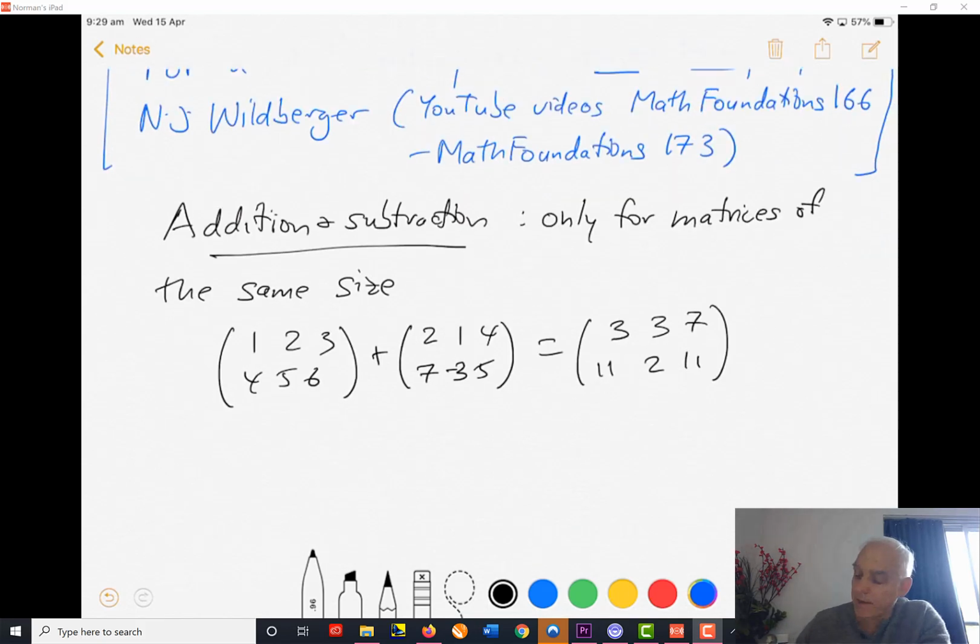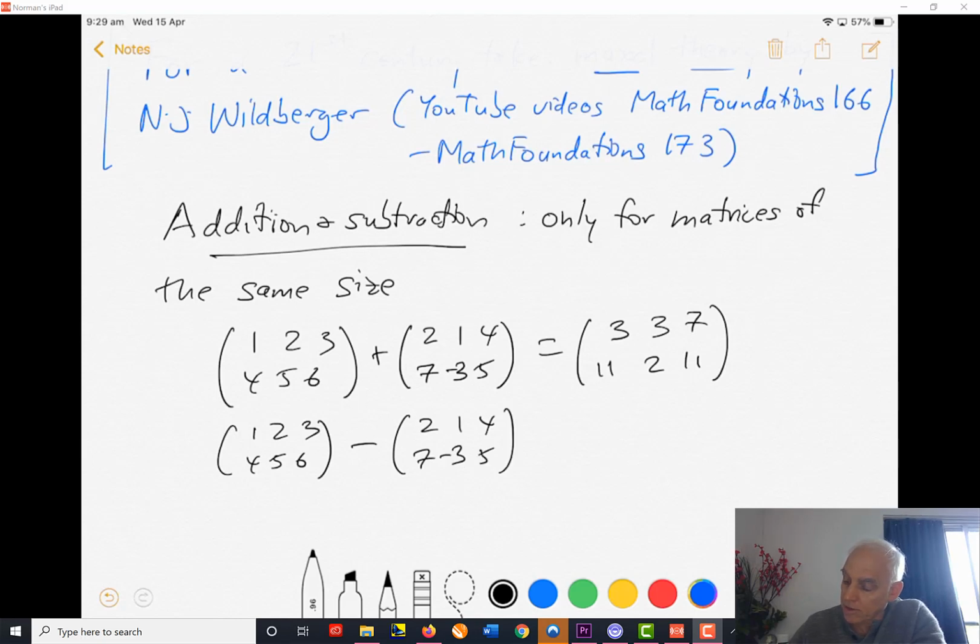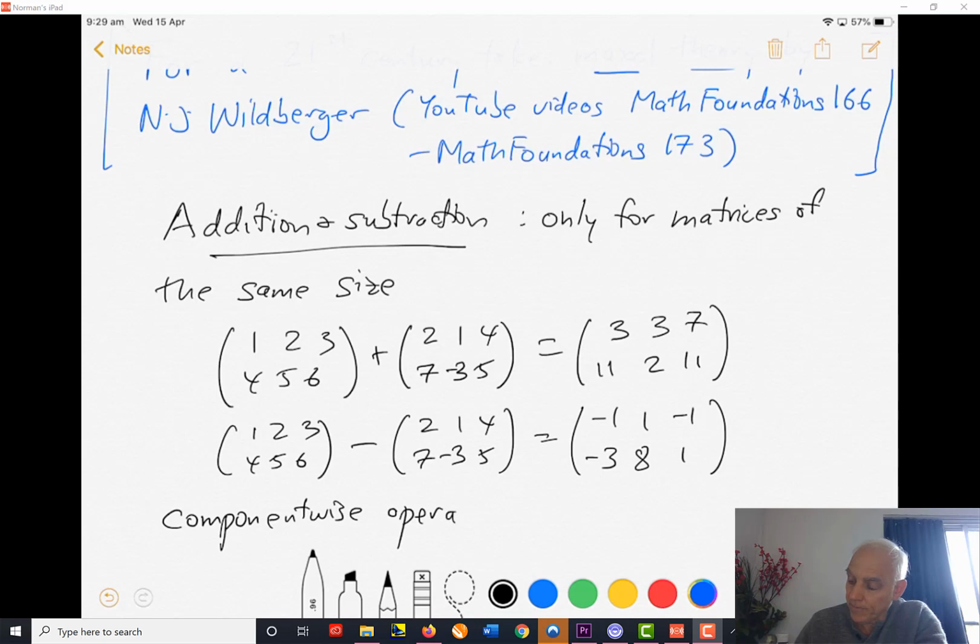Okay, and to subtract them, well, again, you just do everything component wise. You would get 1 minus 2 is minus 1, 2 minus 1 is 1, 3 minus 4 is minus 1, 4 minus 7 is minus 3, 5 minus 3 is 8, and 6 minus 5 is 1. So these are component-wise operations, the operation of addition and the operation of subtraction.